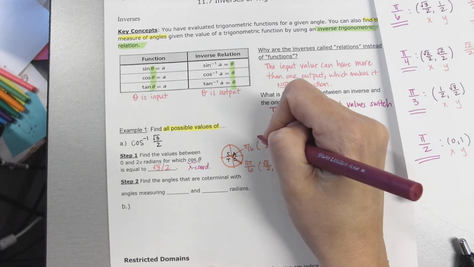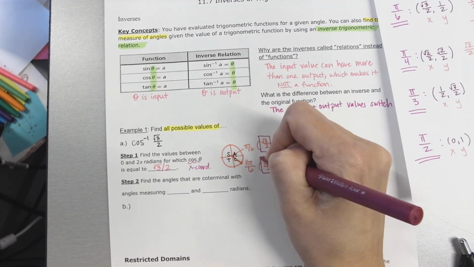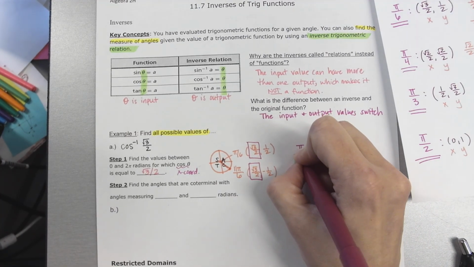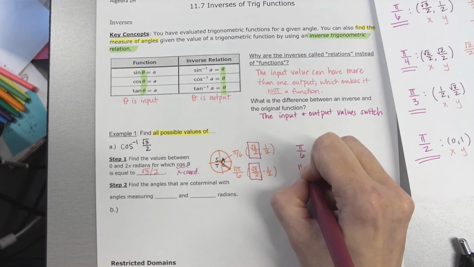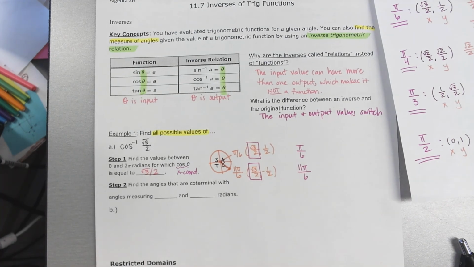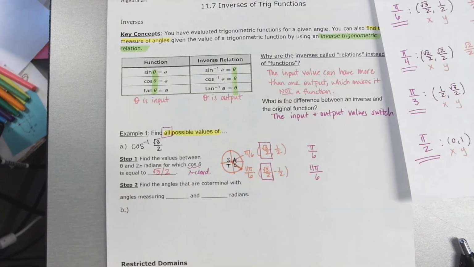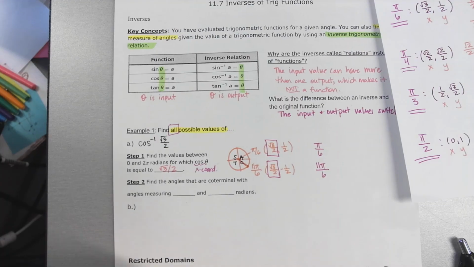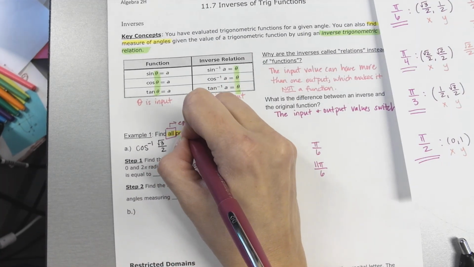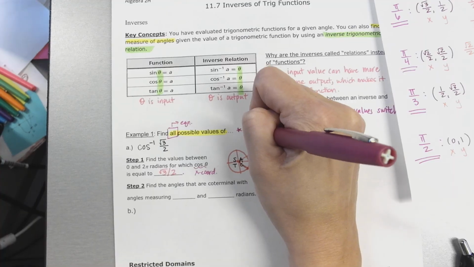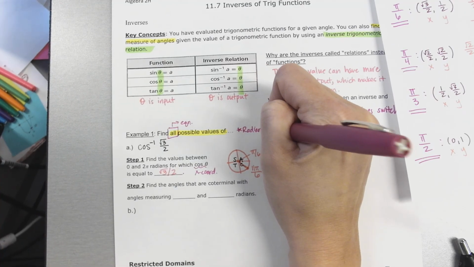Okay, and then it's because of your x-coordinates. So this is part of your answer, pi/6, 11 pi/6. Now, in the directions, it says find all possible values here. Anytime they say all, you have to write an equation. And we are always going to be using radians for this.